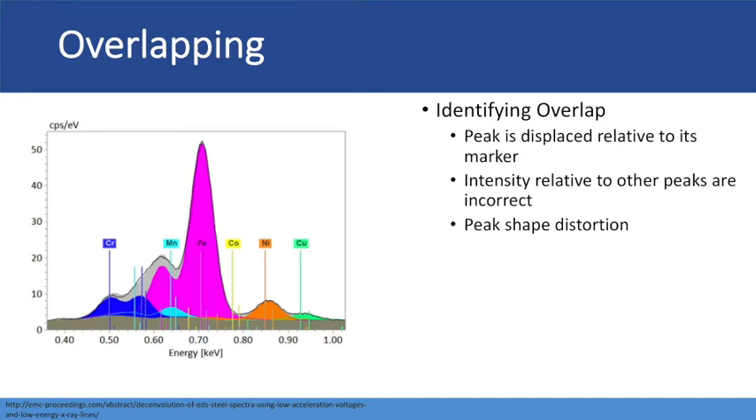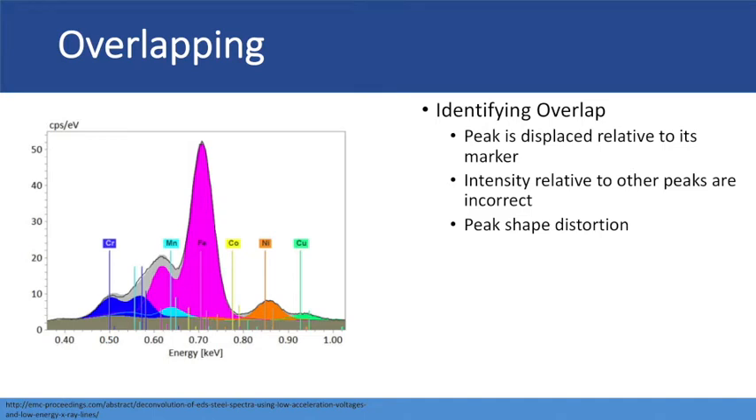Lastly, you want to look and see if there's any distortion in the peak shape. Then there's an overlapping of the element. Looking here at the peak shape of iron in pink, you can see that the overlapping of the chromium and manganese causes the shape to be distorted, and you end up with the gray spectrum. This is a helpful tool for identifying peak overlap in an EDS spectrum, along with the relative intensities and marker displacement. In practice, you will likely see all three conditions present in an overlapping situation.